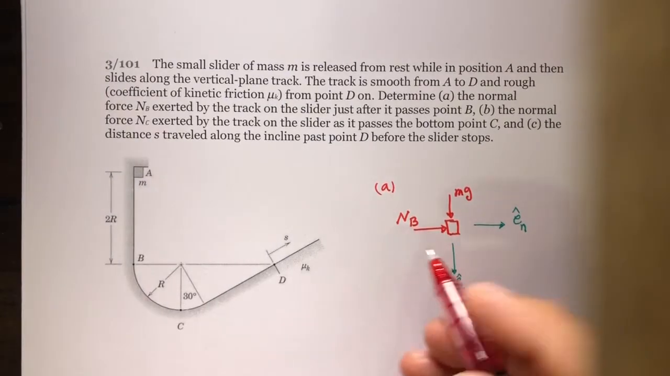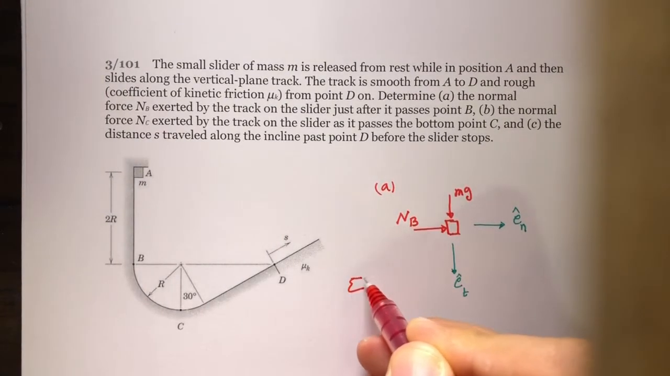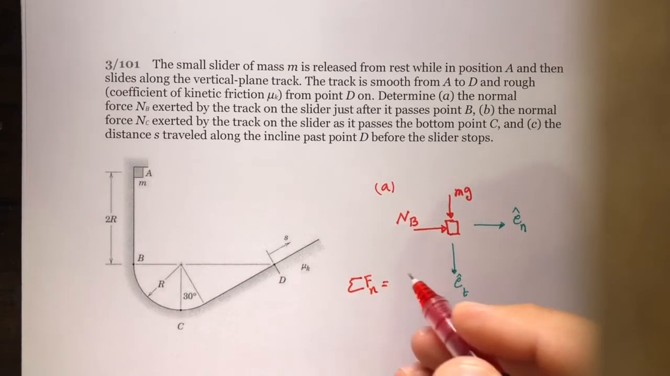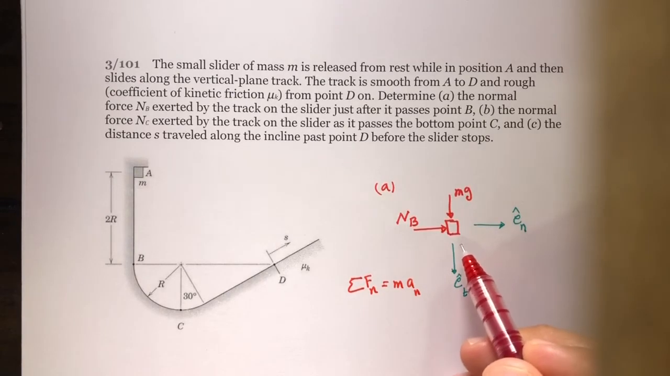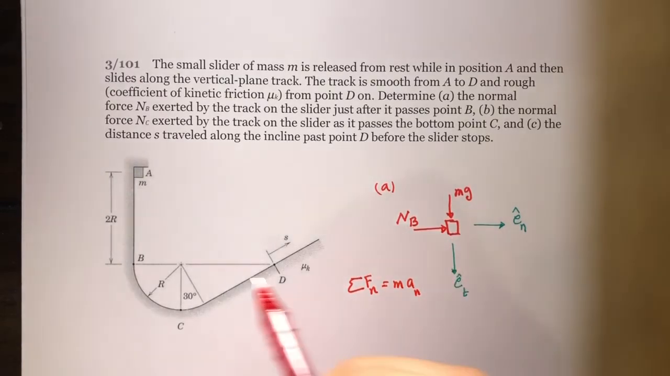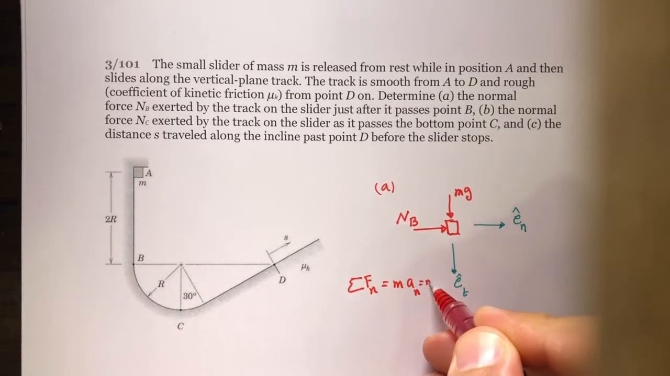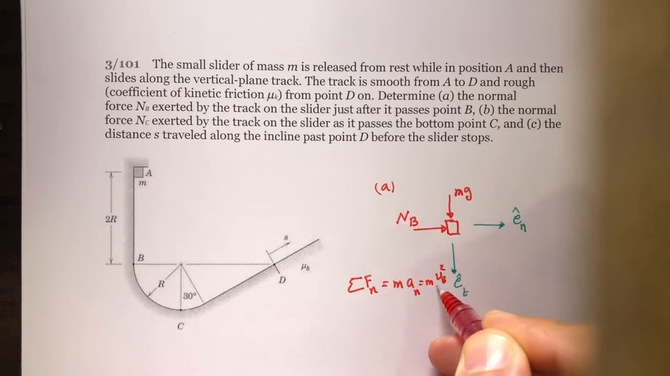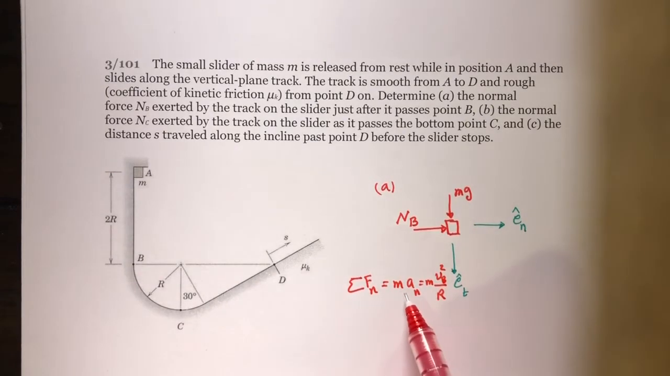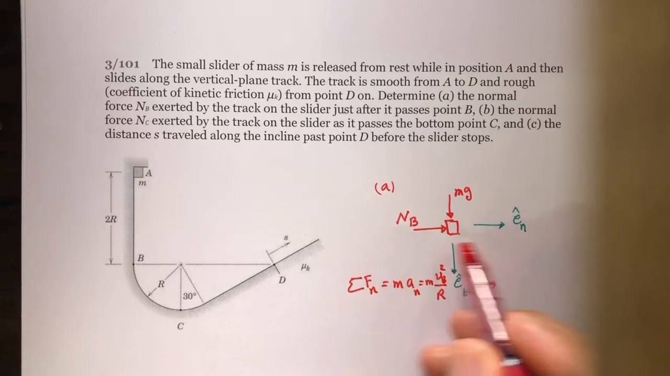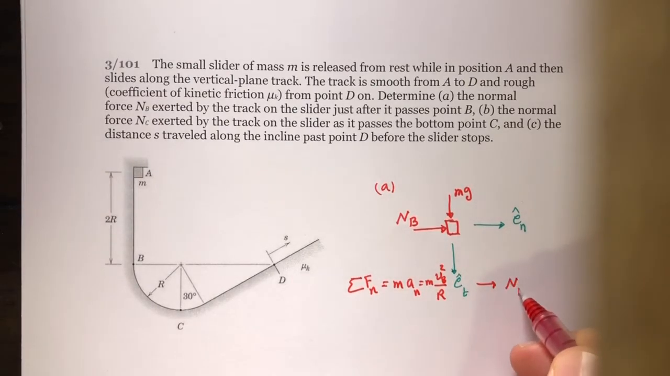So based on Newton equation, sum of the forces in the normal direction is going to be equal to mass times acceleration in the normal direction. And acceleration in the normal direction is velocity squared divided by radius, or the radius of curvature. So it's going to be m times velocity squared at point B divided by r. I need to find the velocity here in order to find the normal force, because the only force we have in the normal direction is NB. So NB is going to be equal to mass times velocity at this point squared divided by r.